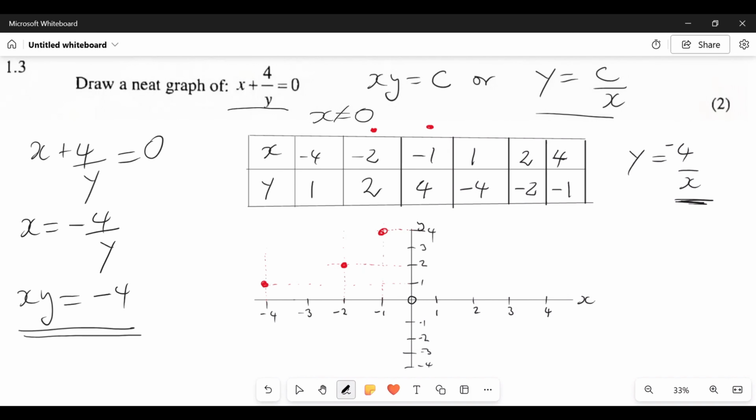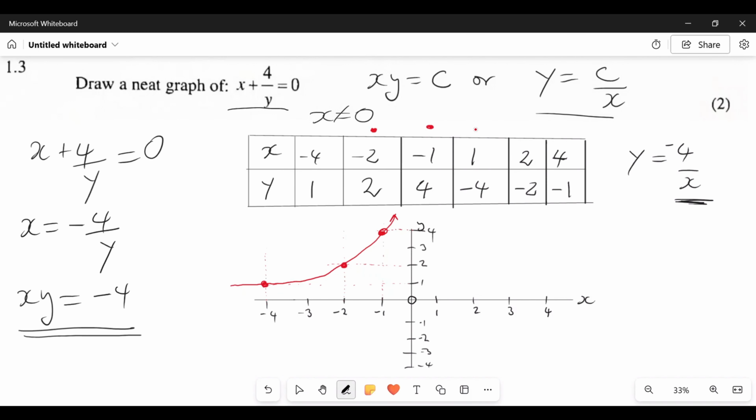So here is our point here. As you can see, this is going to be our graph. Let's plot this side of the graph there. There we go. So our graph is gonna look like that. Now it's time for us to look at the fourth quadrant.